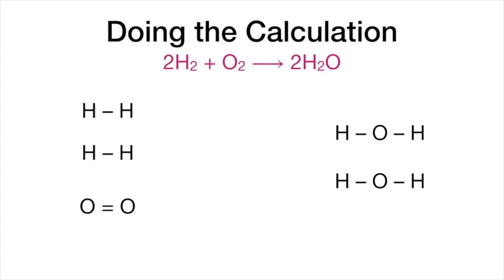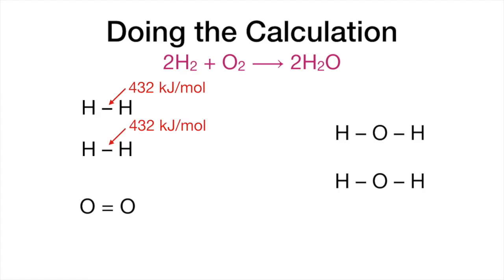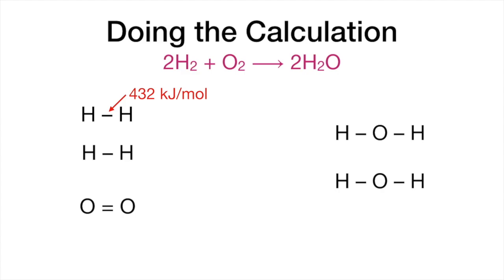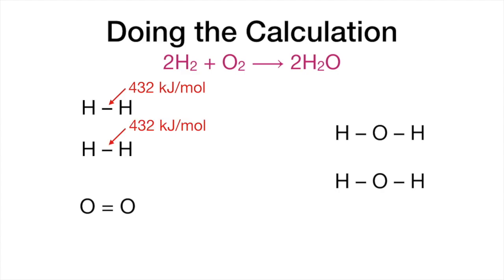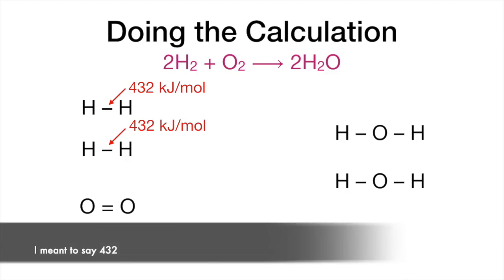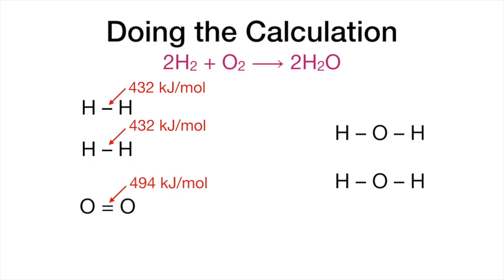So let's do the calculation. We have to put in 432 kilojoules to break a mole of H-H bonds. And since we've got 2 moles of H2, we've got to do it twice, so we've got 432 kilojoules to break each of those bonds. Then it takes 494 kilojoules to break a mole of those oxygen-oxygen bonds. Now, when the hydrogen-oxygen bonds are formed, we're going to release 459 kilojoules per mole. And we're going to do that 4 times because we've got 4 of these.